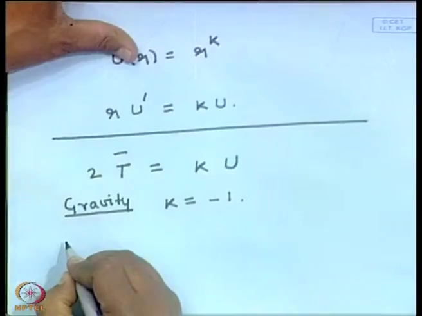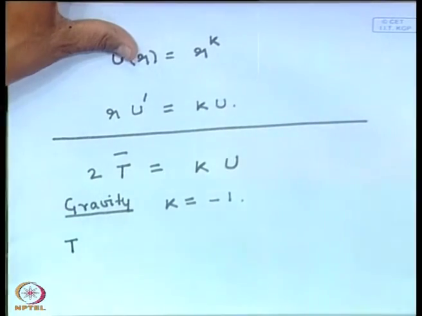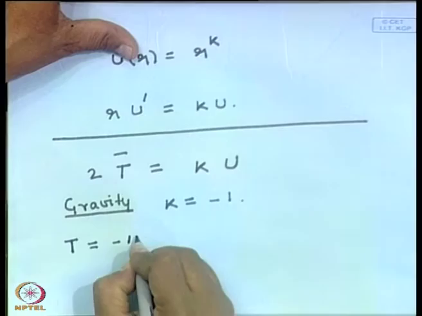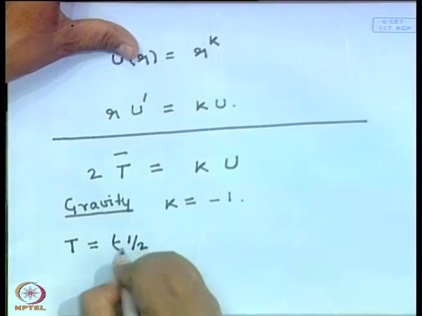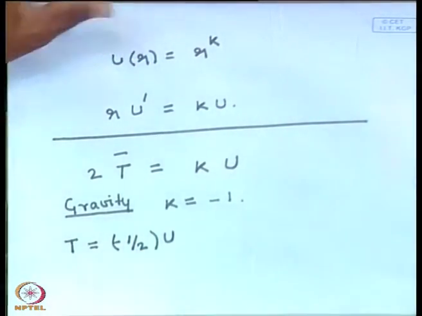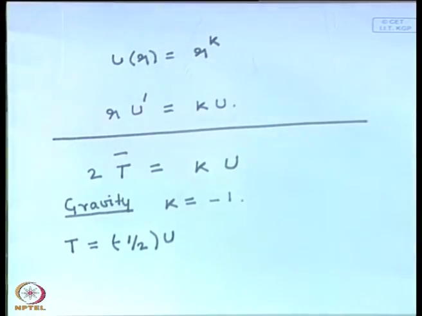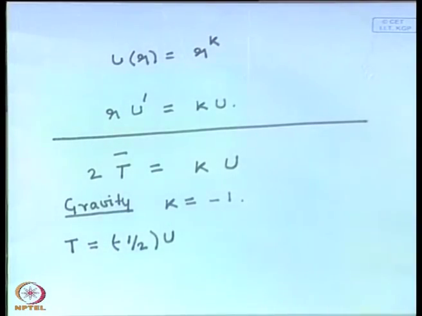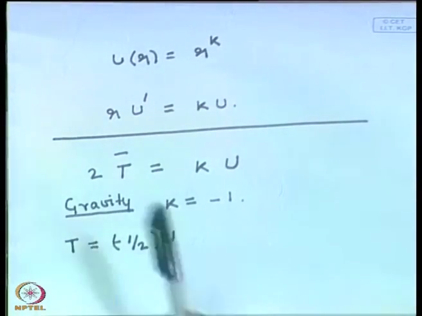There the kinetic energy will be equal to minus half of the potential energy. The potential energy is negative, so the kinetic energy is going to be positive, and the absolute value of the kinetic energy is going to be half that of the potential energy. This is a very important relation for any gravitationally bound object, and it is also true for the orbits that we just saw, the planetary orbits.